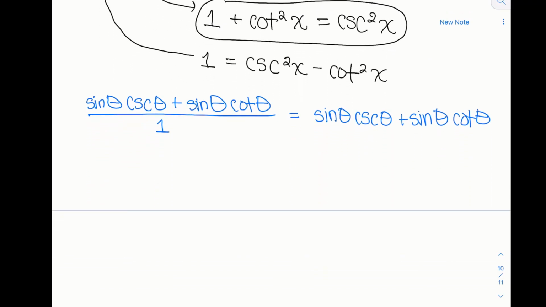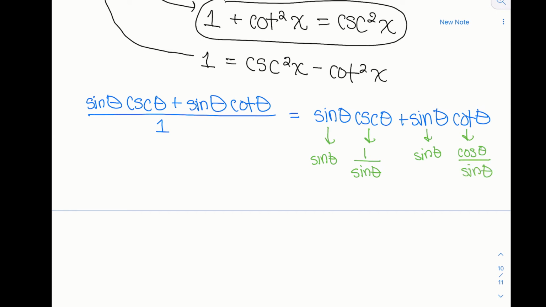So here's where another technique I think that's really helpful with identities is trying to convert everything in terms of sine and cosine. So the sine, we could leave that alone. The cosecant is the same thing as 1 over sine of theta. Here we've got another sine of theta. And here, if we wrote it as a reciprocal, it would be 1 over tangent, but that's not really helpful. We could instead write it as cosine over sine.